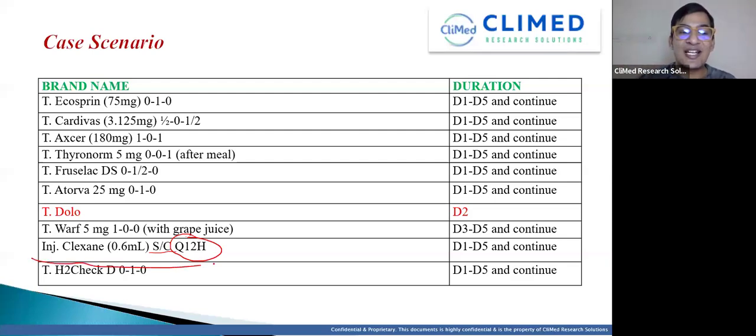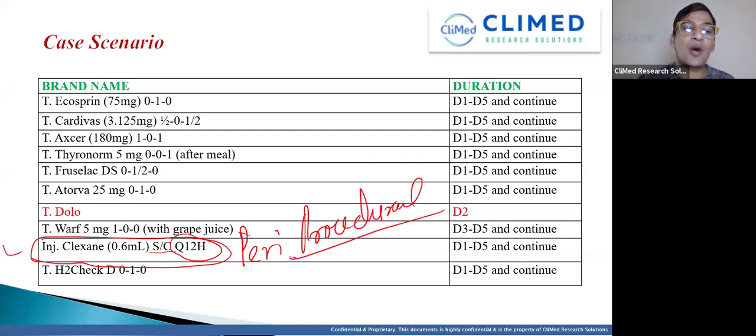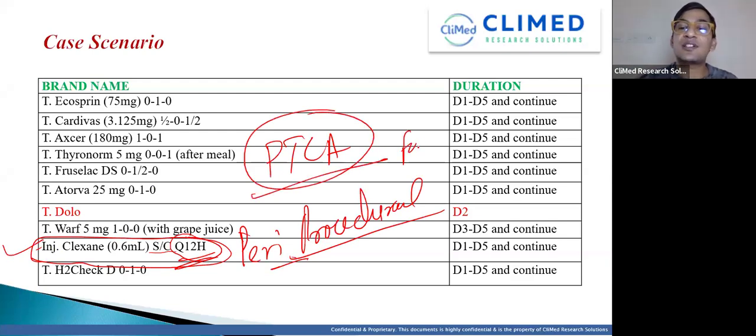Clexane usually in this indication, MI, is given peri-procedural. This is not the required drug to be given every 12 hours. This is peri-procedural when the patient goes for the PTCA, just to avoid any further clot formation. We give Clexane only during the procedure, that is called peri-procedural. It is not needed to be continued at all.